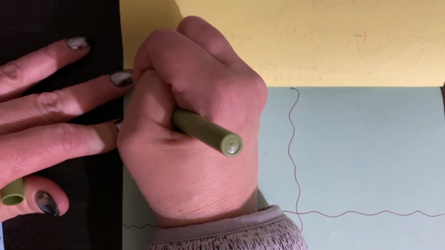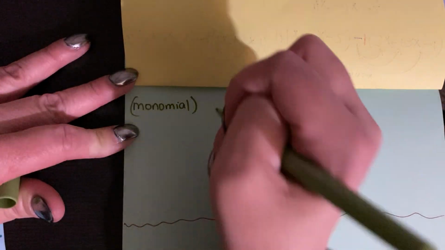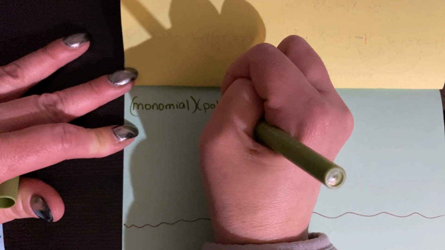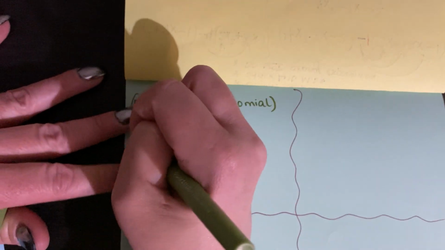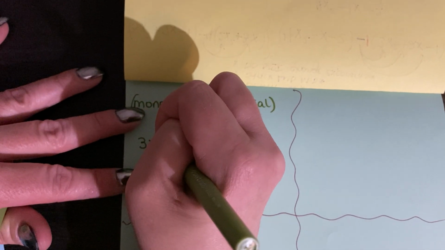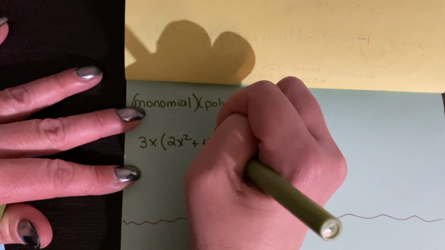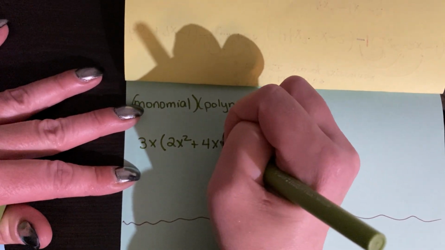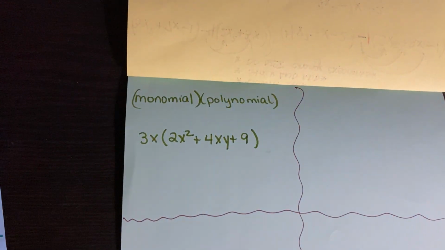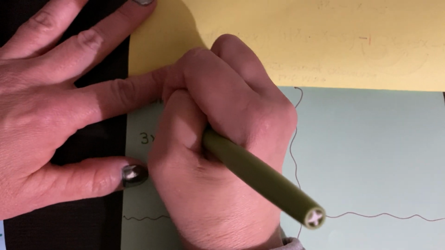Oh, I haven't used this weird green. So monomial times a polynomial. So an example looks like this: 3x times 2x squared plus 4xy plus 9. So when we're doing this, we're really just distributing. So if you want, you can put distribute.